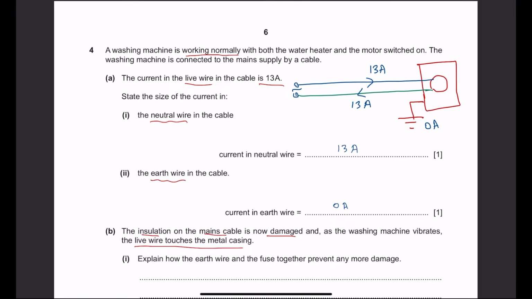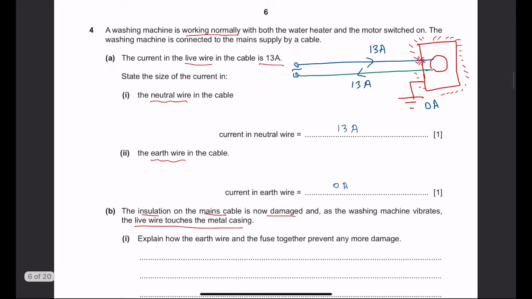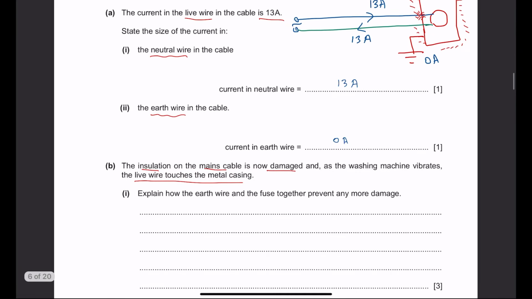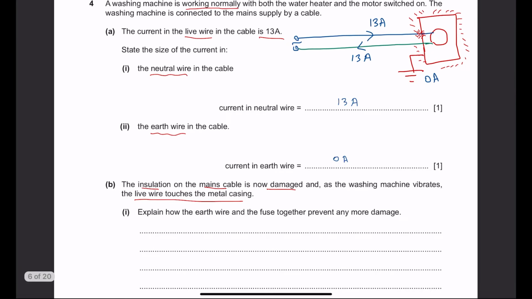And why is that the problem? Let's just first show a damage here. So this is where the damage has happened, and the live wire is now touching the metal casing. So the entire metal casing is also now live. In this case, if the user touches the metal casing, he will get electrocuted, and that could obviously be a dangerous situation. But they're saying the earth wire and the fuse work together to prevent damage.